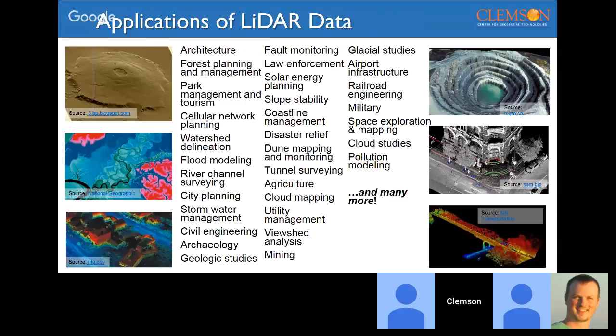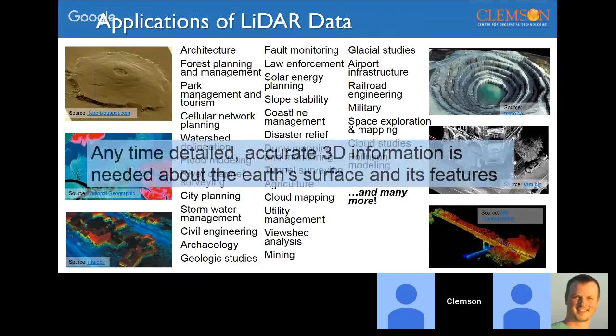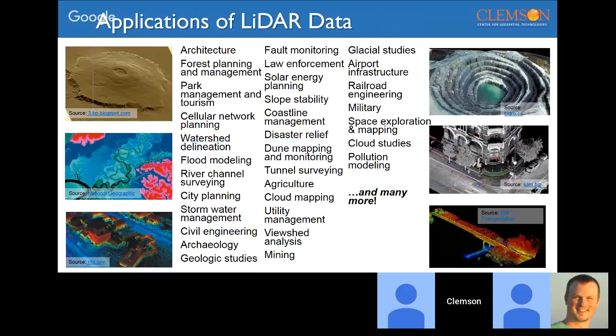In terms of applications of the data, this is my short list here. I think the key takeaway from it is anytime you need detailed and accurate 3D information about the Earth and its features, you probably have some use for LiDAR data. So the images here highlight some really unique use cases. This is actually on the surface of Mars. This was taken with which satellite exactly. This is a very colorful visualization of LiDAR data in the Pacific Northwest. These are braided stream channels.